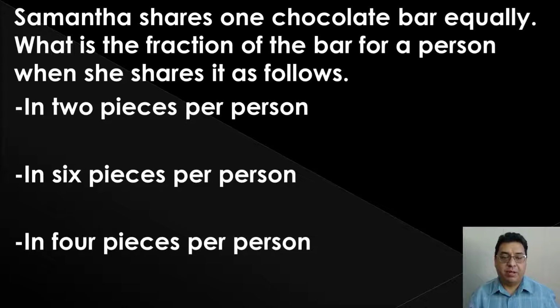So for the first one, in 2 pieces per person, we would write this as 1/2, 1 over 2. The second one would be 1/6, 1 over 6. And then the last one would be 1/4 or 1 over 4.